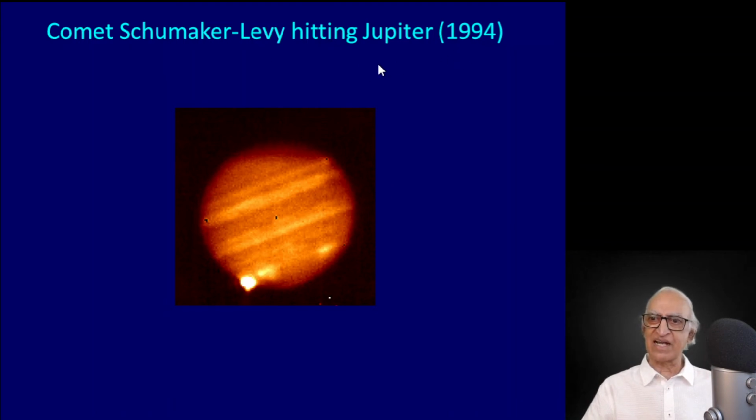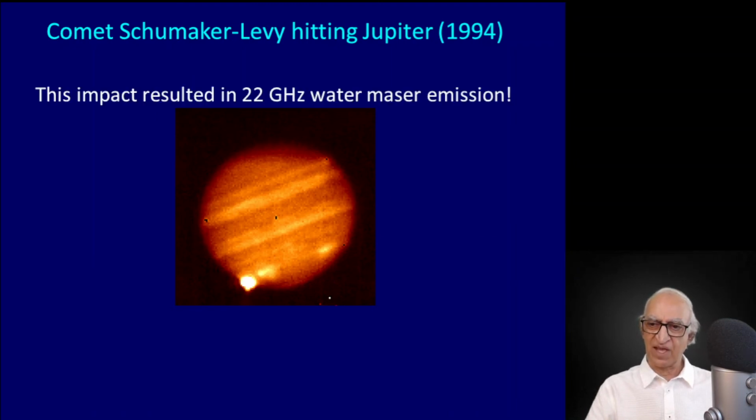In 1994, planet Jupiter was clobbered by a comet. The comet was known as Shoemaker-Levy. And here is the comet hitting planet Jupiter. And when it hit it, the impact created a water vapor maser at 24 gigahertz. Now, this is a terribly exciting thing.